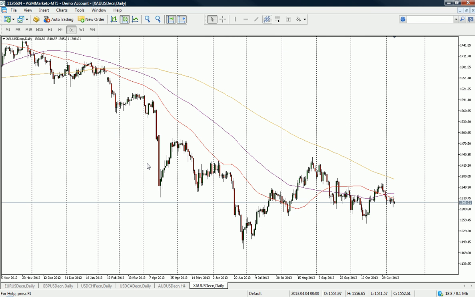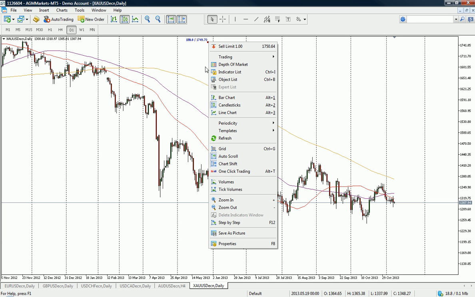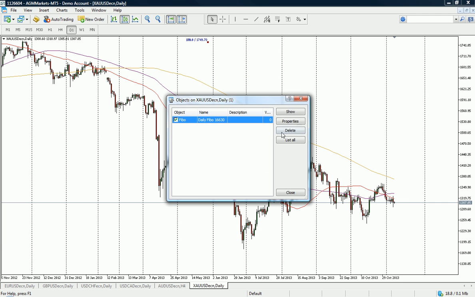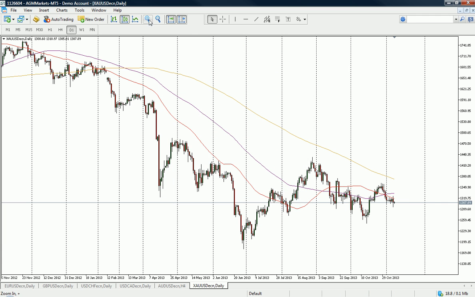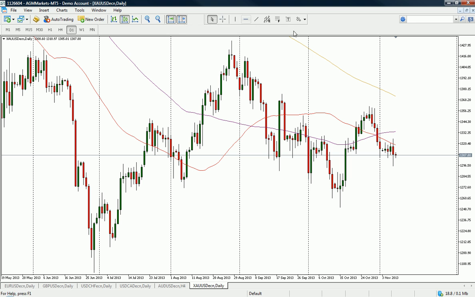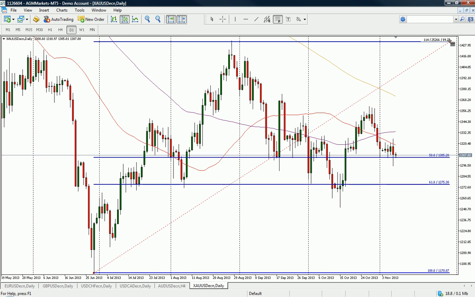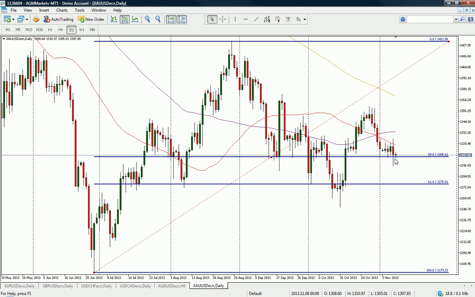Let's have a look at the gold. It's still floating sideways, quite choppy, to be honest with you. Let's zoom in a bit on the gold. There are some interesting levels here. We spoke about these two fibs. That one from the low of the daily chart to the high, you can see we're currently sitting just above the 50% retracement.